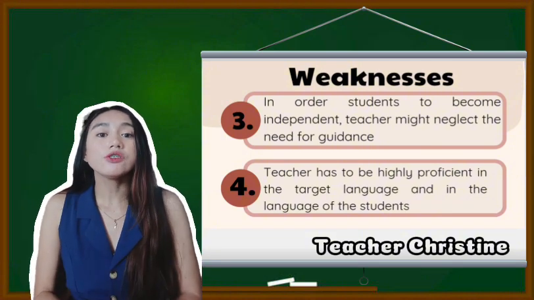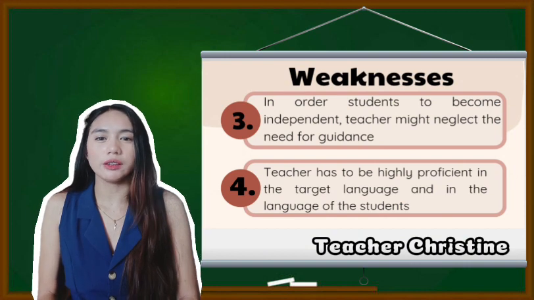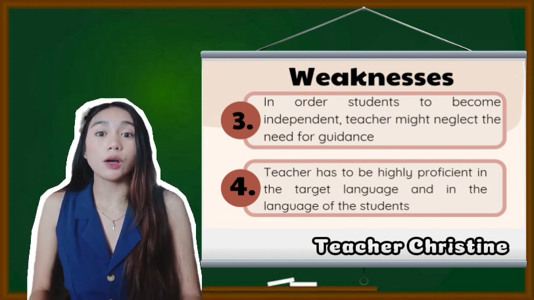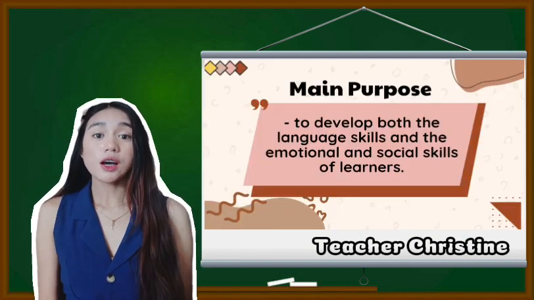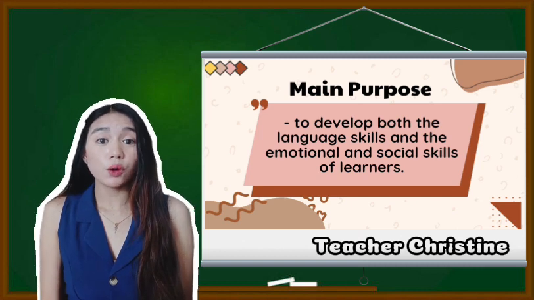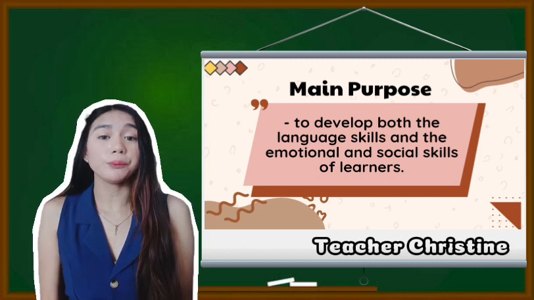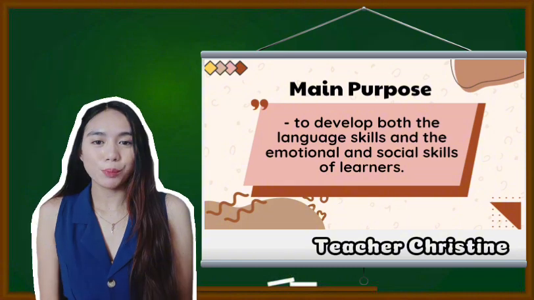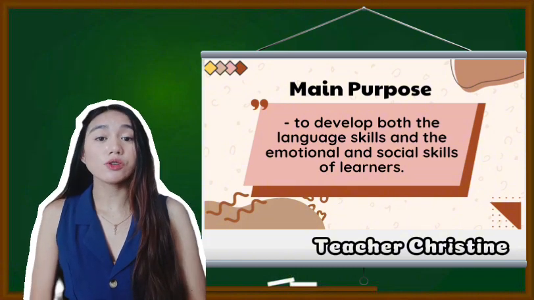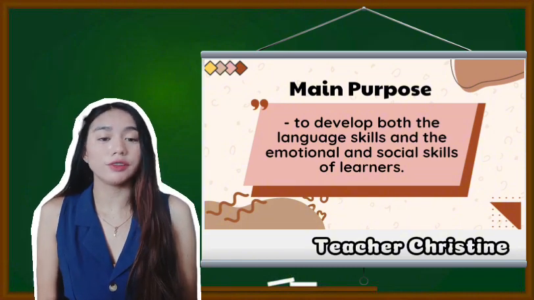Number 4, the teacher has to be highly proficient in the target language and in the language of the student. To sum up, the main purpose or goal of the community language learning method is to develop both the language skills and the emotional and social skills of learners.